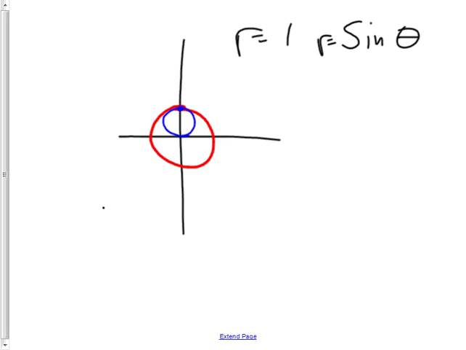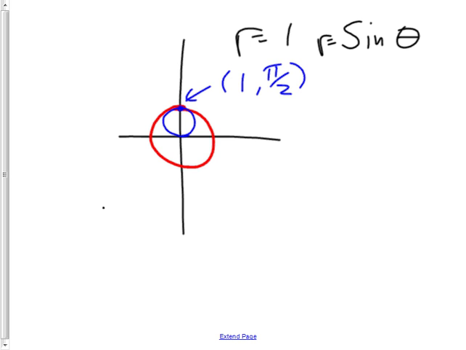Raise your hand if you got something like that. Okay, good. Did they ever touch? Yes. At what point did they touch? Be careful. This is a polar point. You can't just say 1. That point is 1 comma pi over 2. Awesome. That's where those crossed.